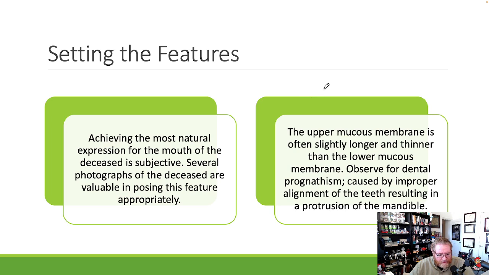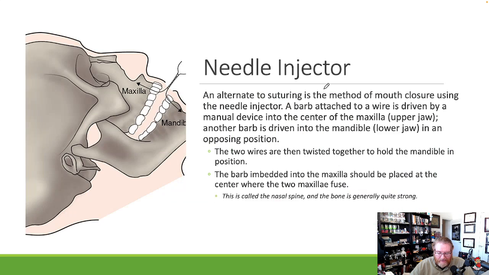Achieving the most natural expression of the mouth is subjective. Several photographs of the deceased are valuable in posing the feature appropriately. The upper mucous membrane is often slightly longer and thinner than the lower mucous membrane. Observe for dental prognathism or buck teeth, caused by improper alignment of the teeth, resulting in a protrusion of the mandible.